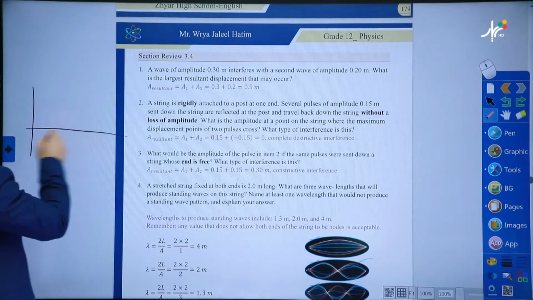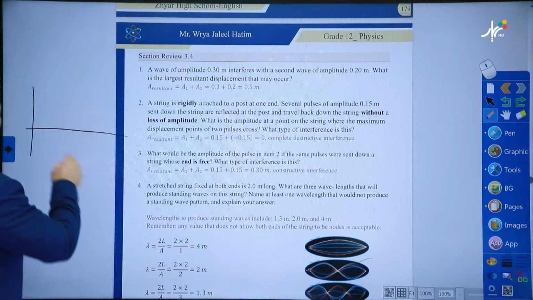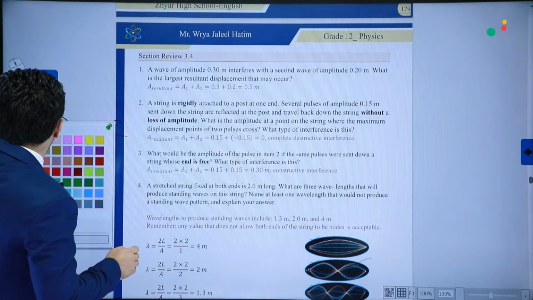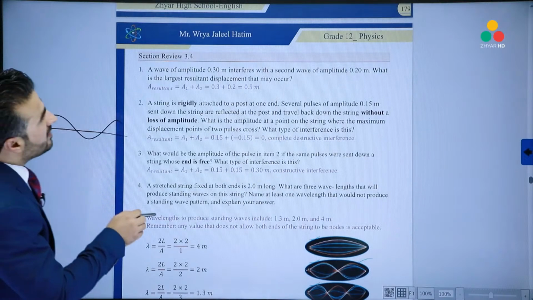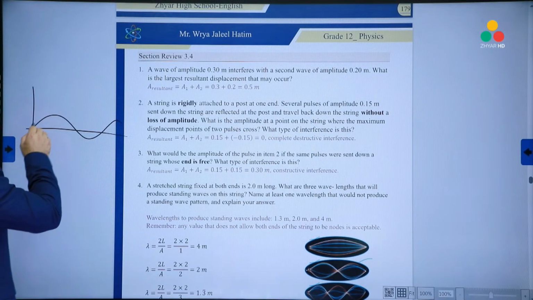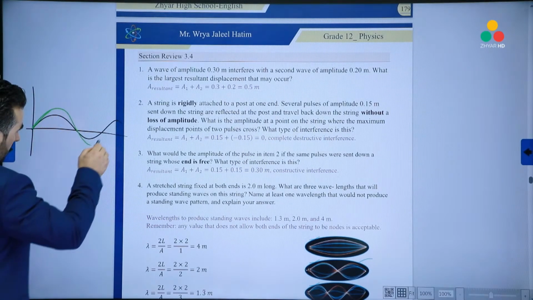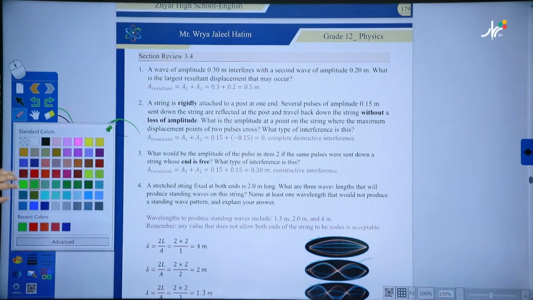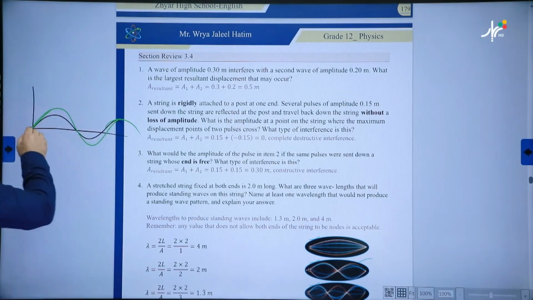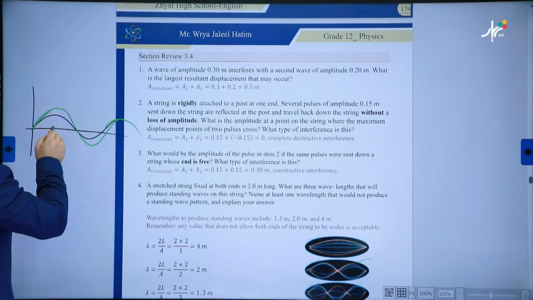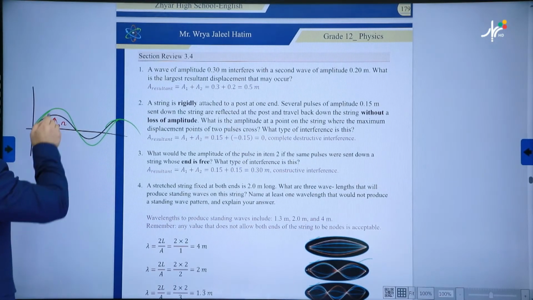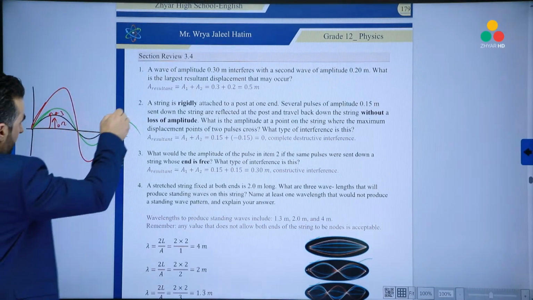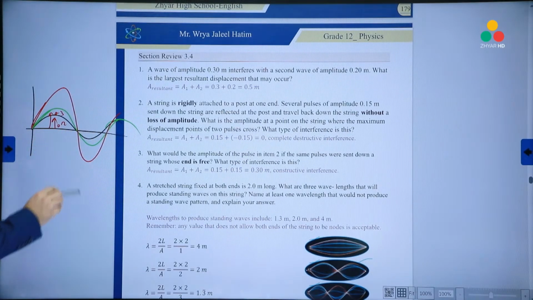So here's one of the waves. Okay, let's draw the other wave using a different color. One of them is 0.3, the other one is 0.2. So let's make this one a little bit bigger than the other one, okay? Once you add these two together, of course, we get a resultant. And this resultant is going to be what? You're going to add 0.2 and 0.3 together. So of course you get a wave of 0.5 amplitude.